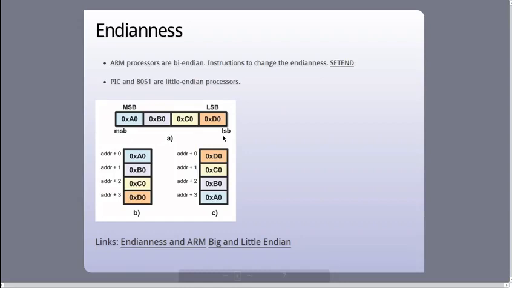While PIC and 8051 are little endian processors, and Intel has always been a very big fan of little endian processors, so almost all of their processors are little endian. It's okay to use whatever endianness you want until you are going to communicate with other computers. When we have two computers connected through a network, it becomes a problem if they use different endianness, because data produced by one of the processors is going to be handled in a different way by the other processor.